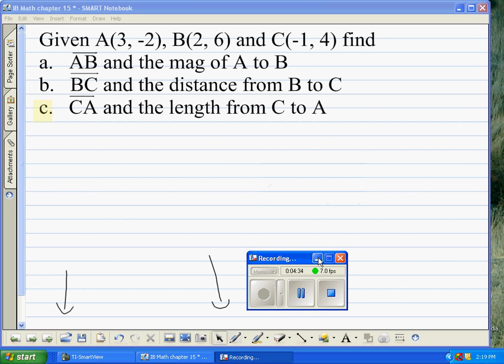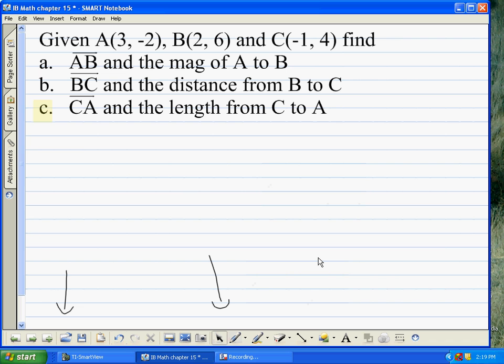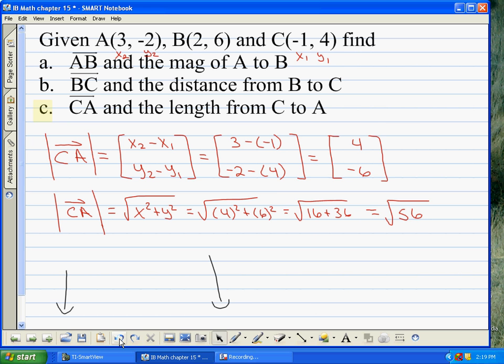Well, hopefully you hit the pause button and you did your work. Here I have the solution. Remember that because I'm going from C to A, A is my x2 and y2, C is my x1 and y1. And right here, the square root of 56 could be simplified to the square root of 4 times the square root of 14, which is 2 radical 14.